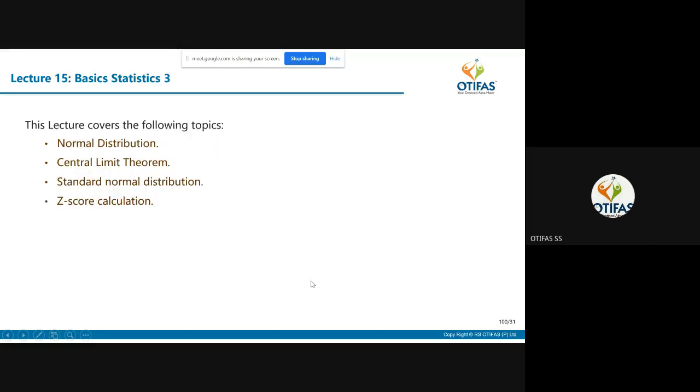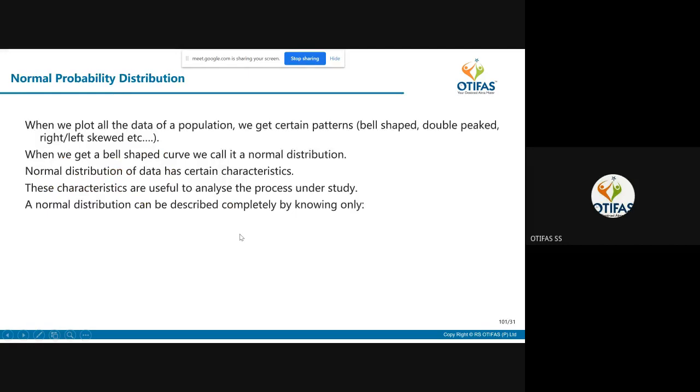Now basic statistics 4. Now we'll see the normal distribution, central limit theorem, standard normal distribution, etc. Okay. Is it okay so far? Yes, any doubt you want to ask? Nothing. You are all fresh. We can proceed. Yes, sir, we can proceed. Yes. Now let's understand what is normal distribution, then central limit theorem, standard normal distribution, etc. Z score calculation, not in much detail, because only for the yellow belt level I'll do it.